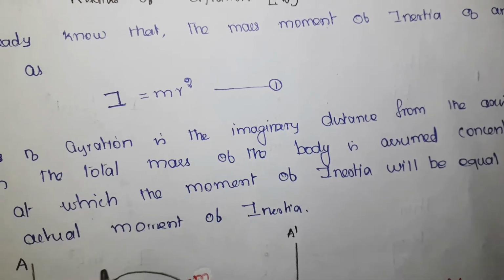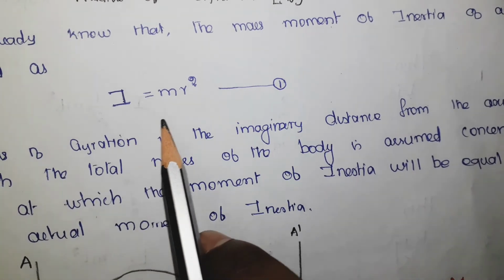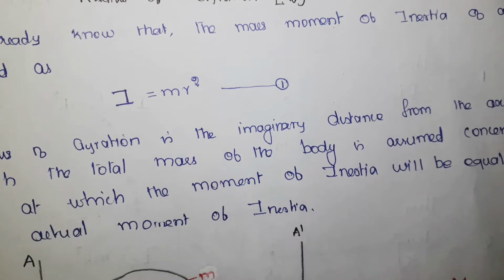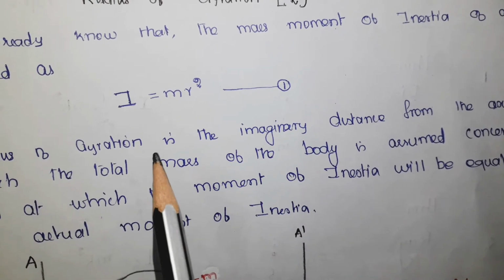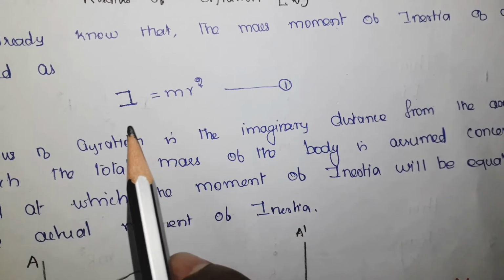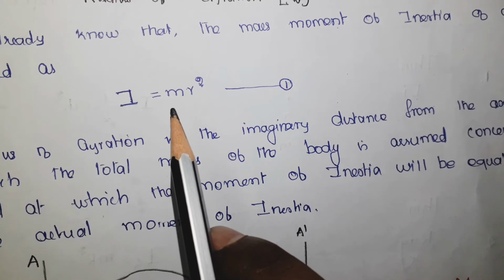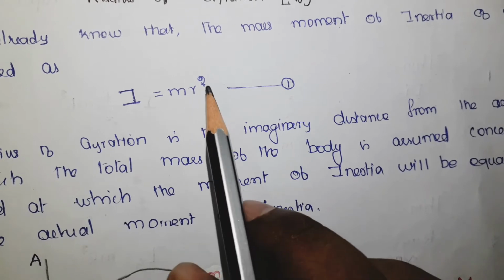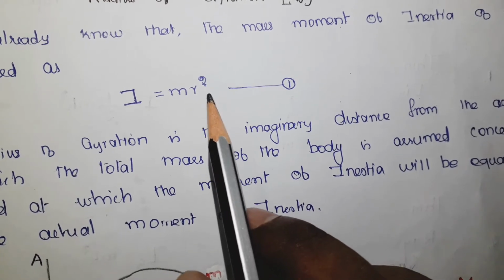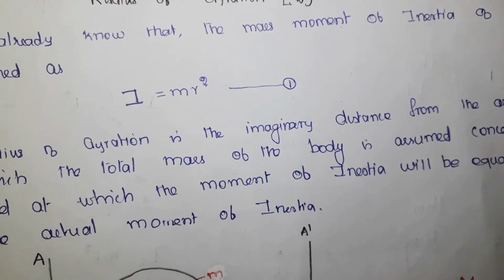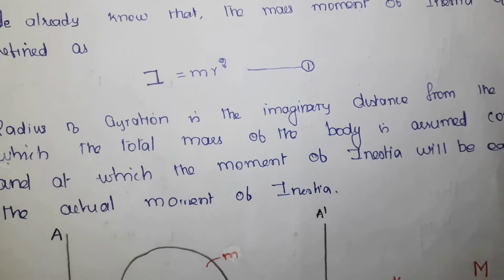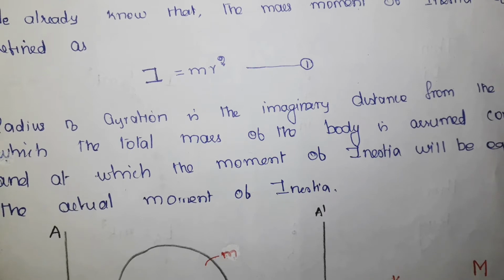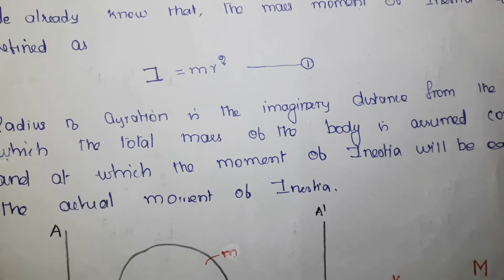Now this is the general formula for mass moment of inertia, I equal to mass into r square, where r is nothing but the perpendicular distance. So from this equation we can say that the mass moment of inertia depends upon mass as well as r. Here r is related to the distribution of this mass. So normally the mass moment of inertia depends not only on mass but also on the distribution of that mass.